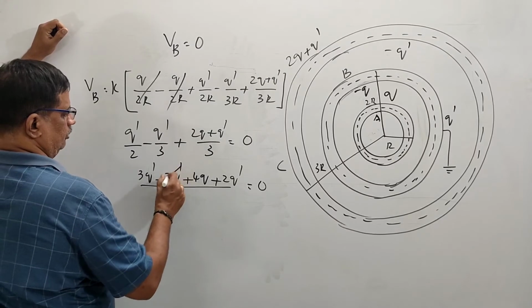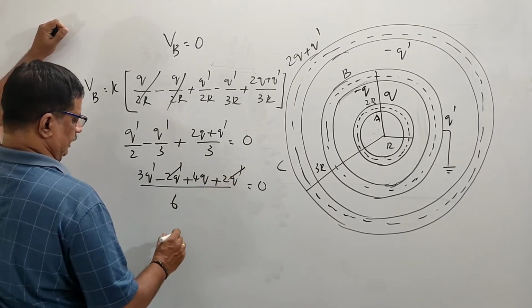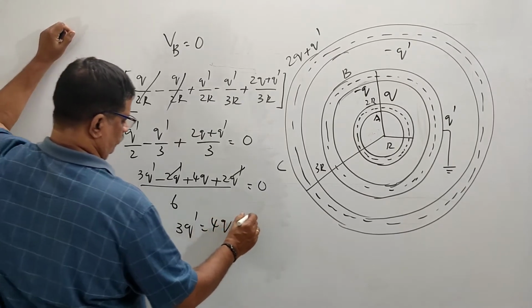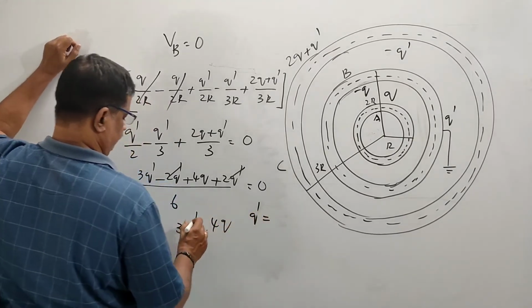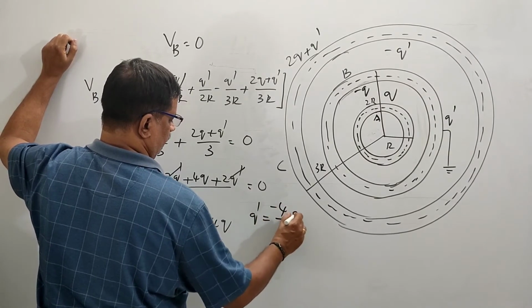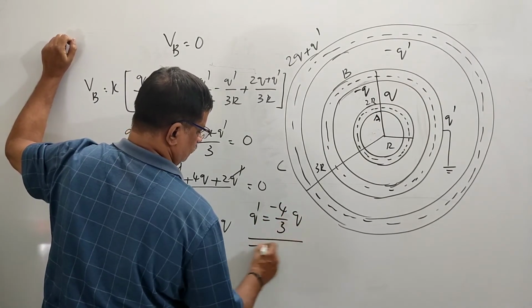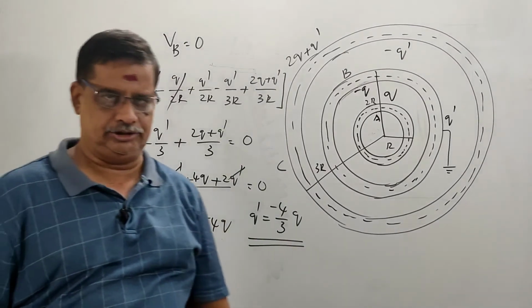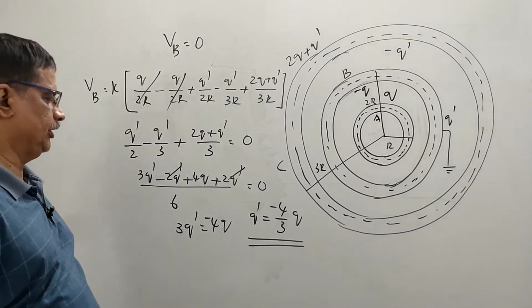So 2Q dash and minus 2Q dash, these two terms get cancelled. So 3Q dash equal to minus 4Q, or Q dash equal to minus 4Q by 3. Sorry, Q dash equal to minus 4 by 3 Q. That is what we get. So now we have obtained Q dash.